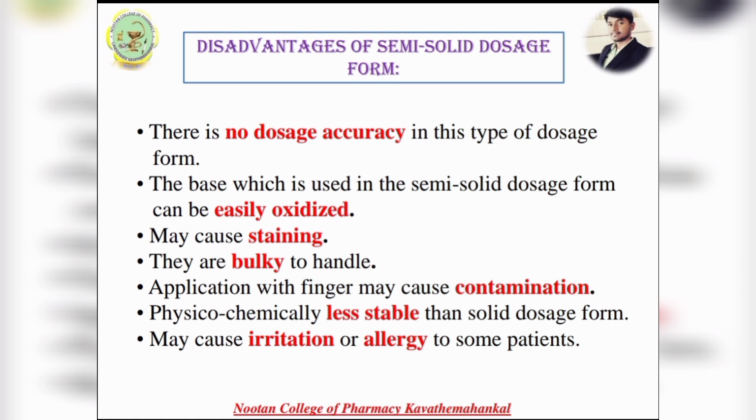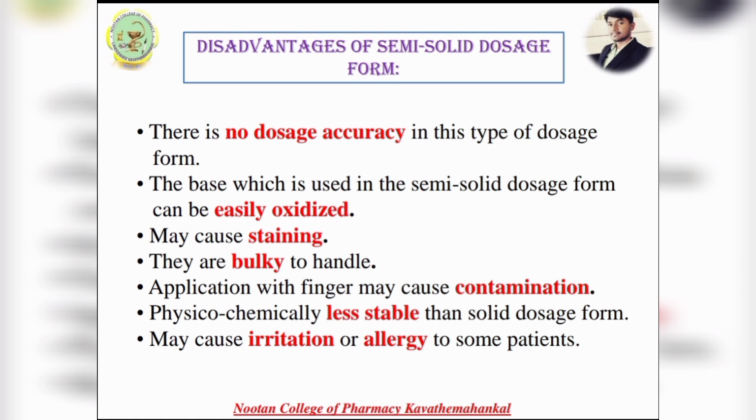No dosage accuracy means it is not a unit-dose form. It is easily oxidized, because semisolid dosage forms contain water content and there is a chance of free radicals occurring, which makes skin absorption difficult and leads to easy oxidation. The second one is staining. It is bulky to handle.